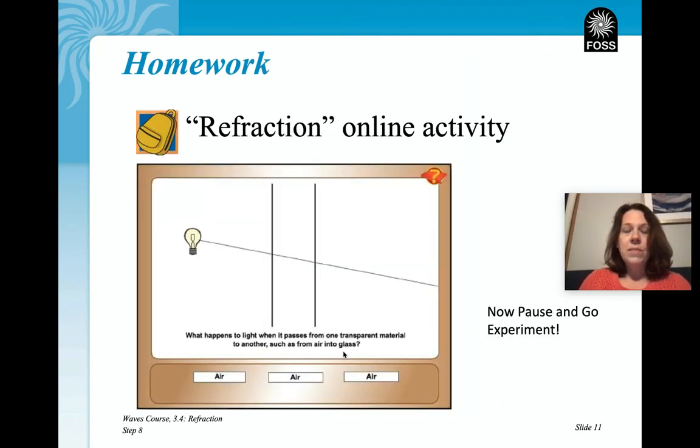I want you to experiment with refraction. You can go to the online simulation at fosweb.com, click the Waves module, click the word refraction, and change the media in which light has to travel through.